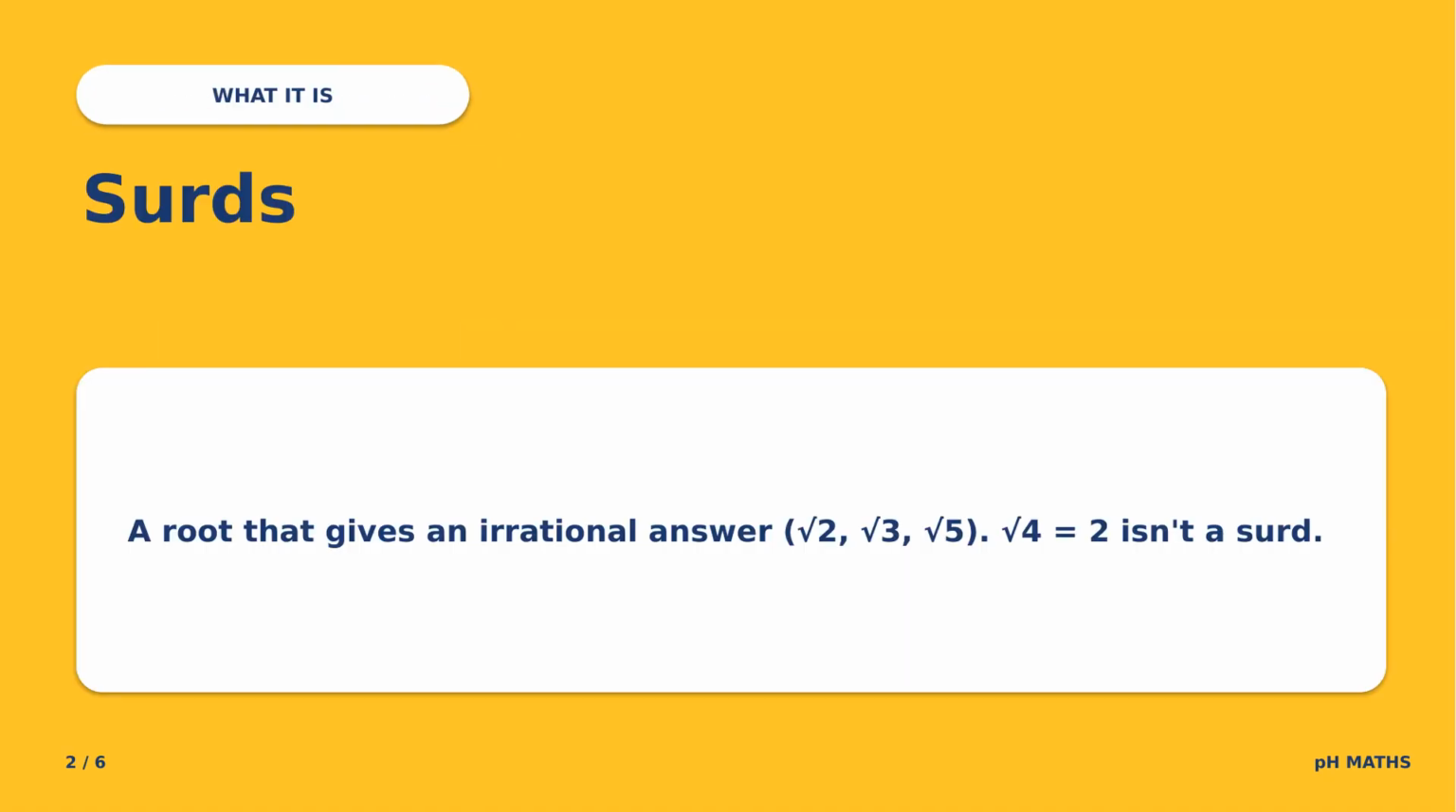A surd is a root that gives an irrational answer. Root 2, root 3, root 5, yes. Root 4 equals 2. So no, that's not a surd because the answer is rational. Surds are the leftover roots that won't reduce to a tidy number, and the skill is keeping them in exact form throughout your working, symbolic and never decimalized.